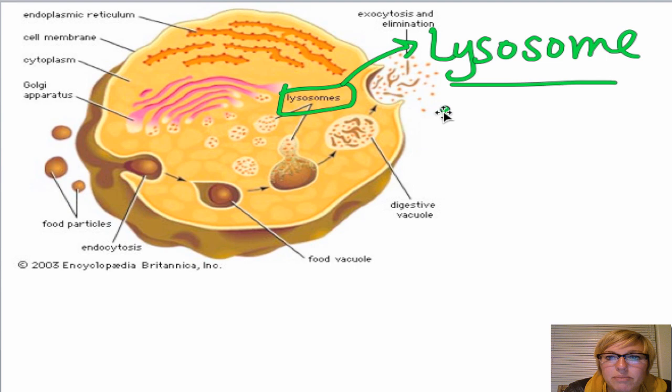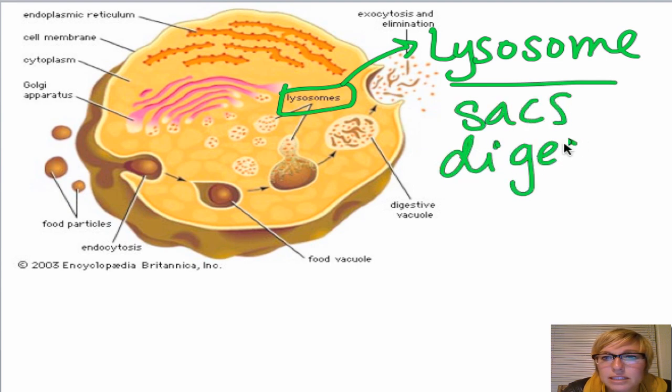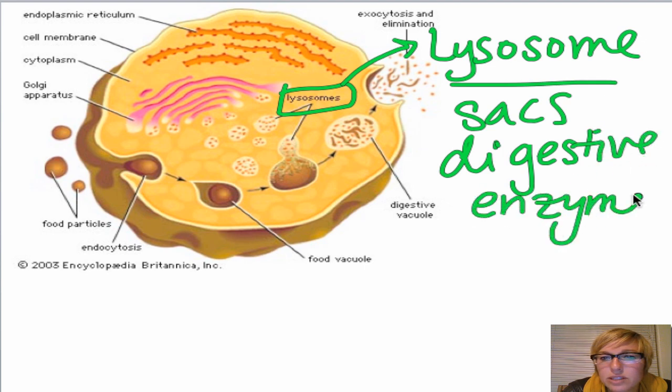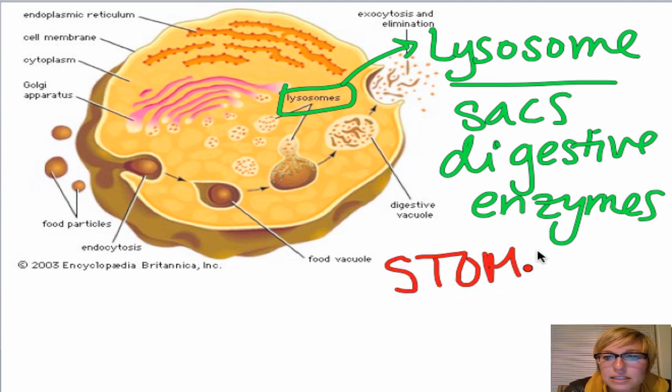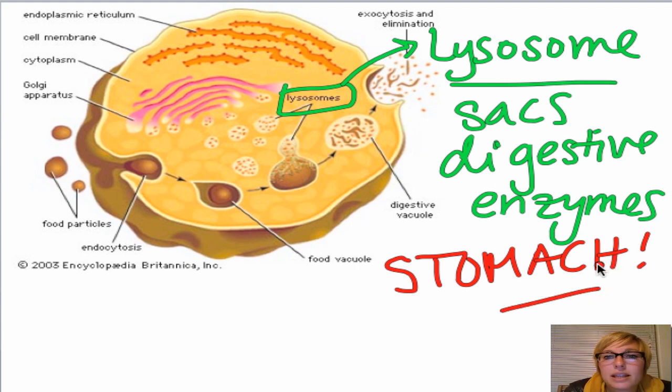Now, lysosomes are basically sacs of digestive enzymes. And I want you to think of the lysosome as the stomach of the cell. Okay, so if the cell were to have a stomach, the closest thing would be a lysosome. And what a lysosome does is it has these digestive enzymes and it breaks down large molecules very quickly and very efficiently. Lysosomes are made in the rough endoplasmic reticulum. They're a protein.